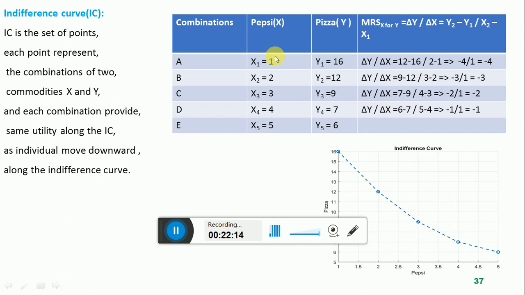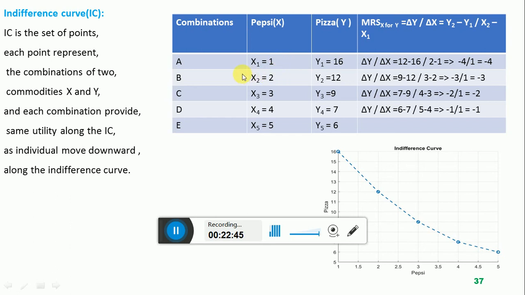Now the consumer will substitute X for Y. The consumer is replacing pizza with Pepsi. So in the first combination, the consumer has more pizzas, and is ready to give up 4 units of pizzas and get 1 bottle of Pepsi from a colleague. This is the first point, the 1-16 combination. Utility is 1, suppose some particular utility point is this.